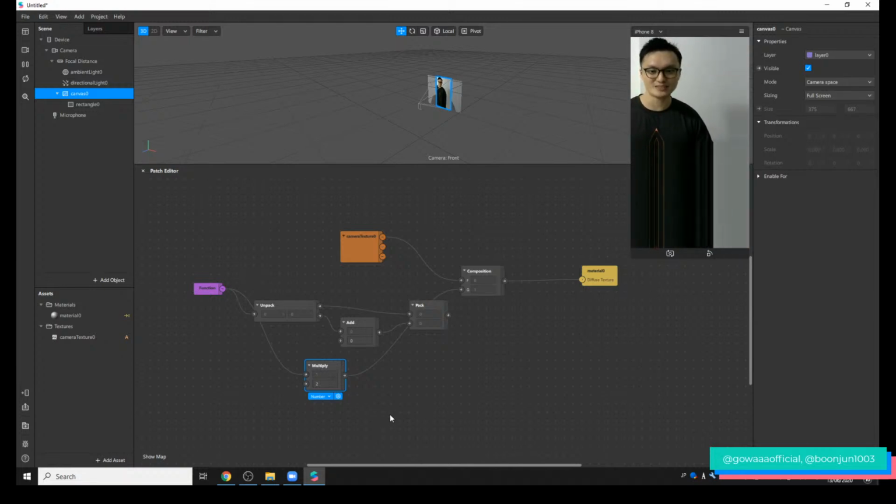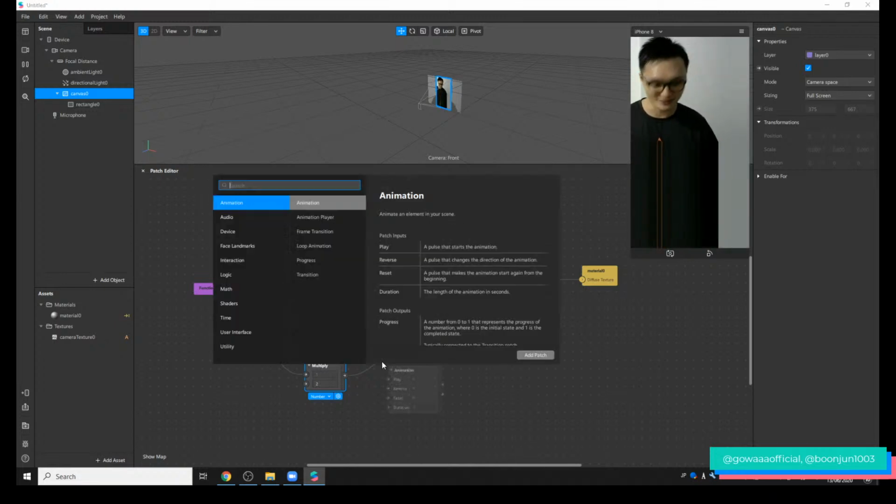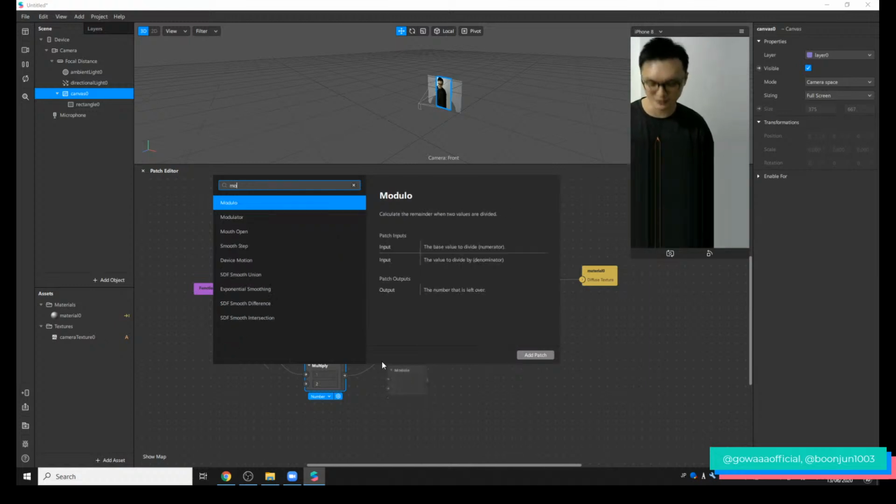This is because the default texture of a camera texture is always on clamping mode. That means if you reach the end of the camera, it will just stretch the texture to fill up the rest of the gap. But if you don't want this to happen, you can always use modulo.